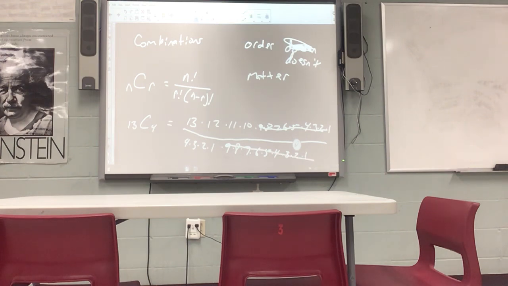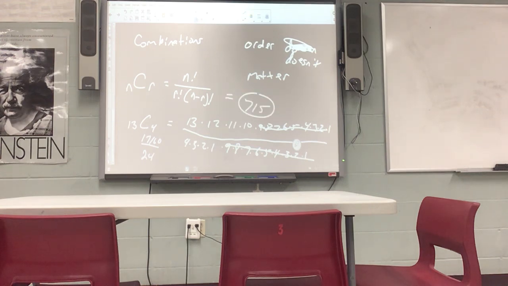So then on the bottom, I'm gonna do that one first because that one's something my brain can handle. 4 times 3 is 12 times 2 is 24, so I've got 24 on the bottom. Help me out with 13 times 12 times 11 times 10. 17,160. And then when I divide, what do I got? 715.